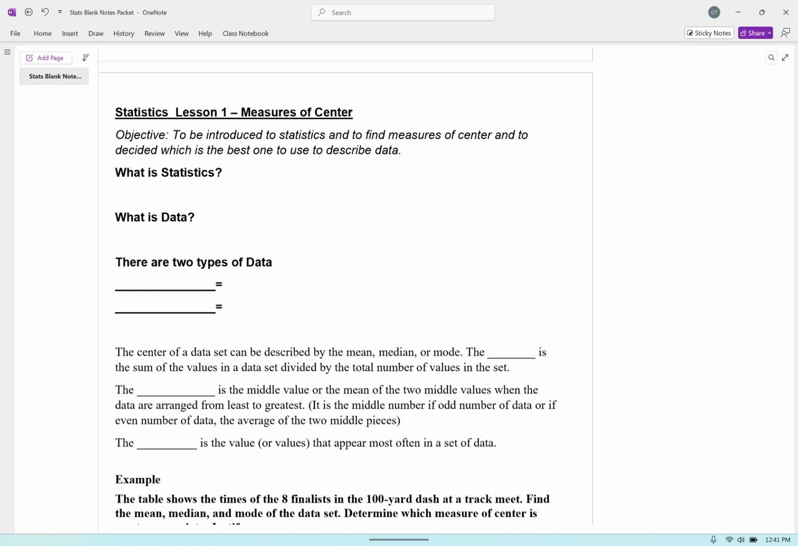All right, here we go. So we are beginning with our first lesson of statistics in this unit, and we're going to be focusing on measures of center, right? So we're going to introduce statistics, we're going to find measures of center and try to figure out which one best describes the data.